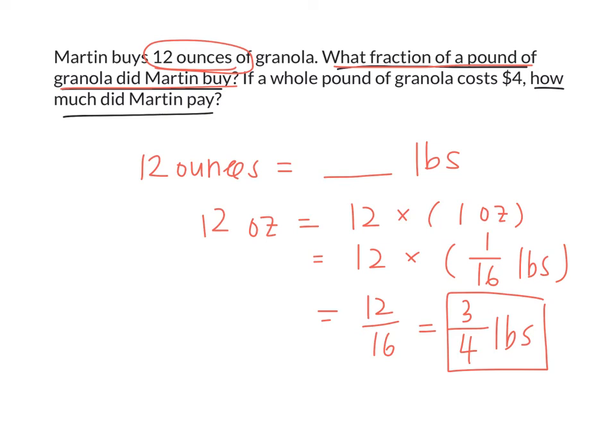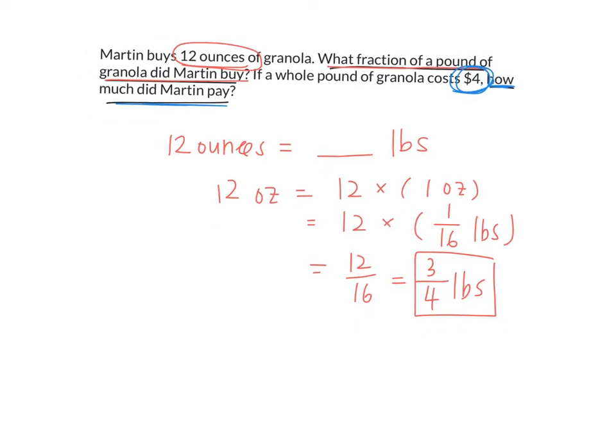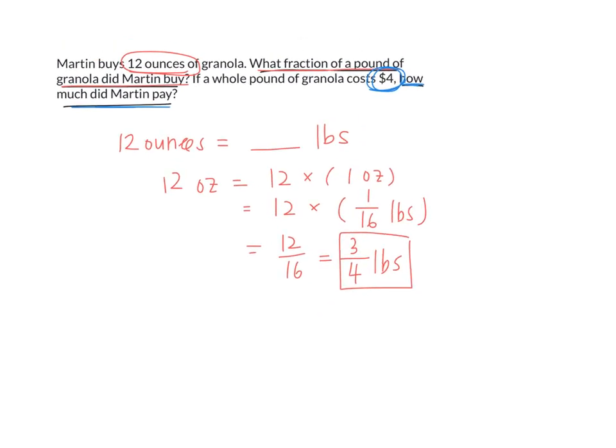Now the second question asks, how much did he pay? Well, a whole pound costs $4. So did Martin have to pay a whole $4? No. Because did he buy a whole pound? No. He only bought 3/4 of a pound. So he's not going to have to pay the full amount, $4. He's going to have to pay what fraction of that amount? 3/4 of $4. Right?